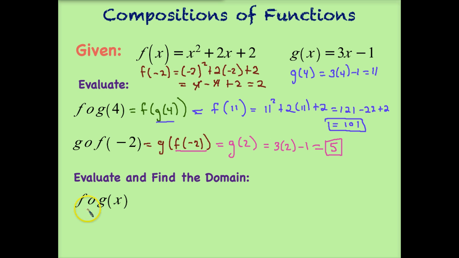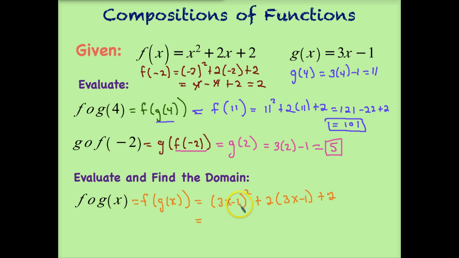Now let's look at what happens if we compose one function with another. In this bottom situation, we have f composed of g of x. All this means is we're going to take our g function and we're going to put it in the f function everywhere that we see an x value. So it would look like this. Instead of x squared, we would have 3x minus 1 squared. And then instead of plus 2 times x, we would have plus 2 times 3x minus 1, and then plus 2. It's that simple. All we need to do now is simplify.